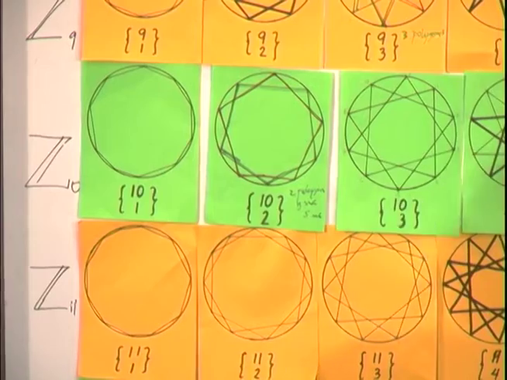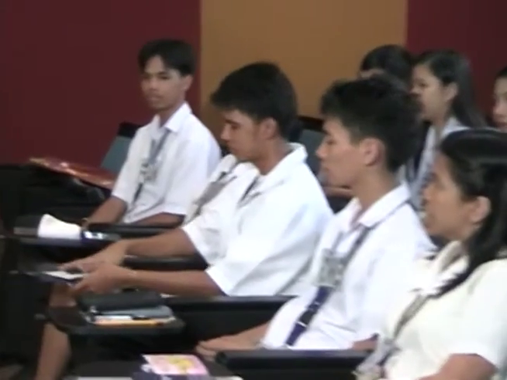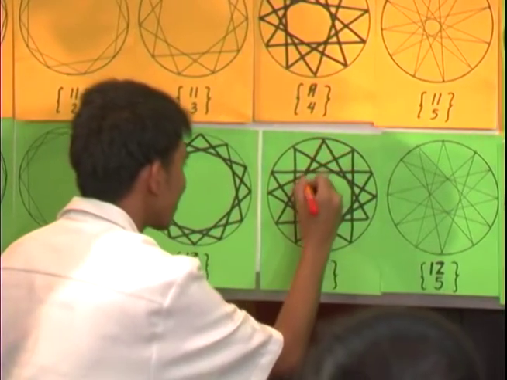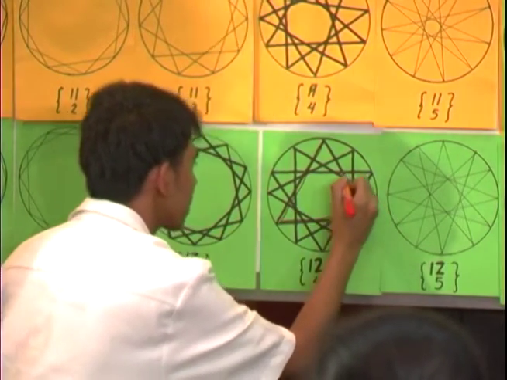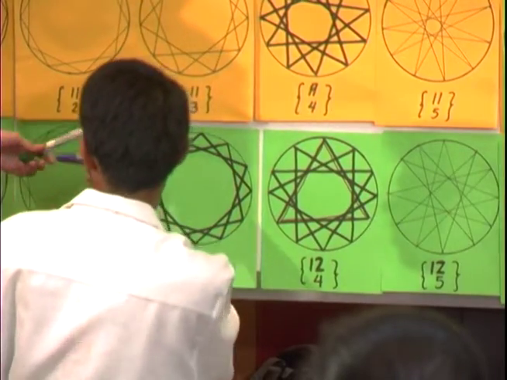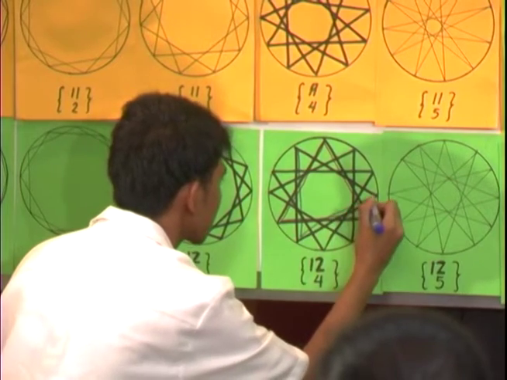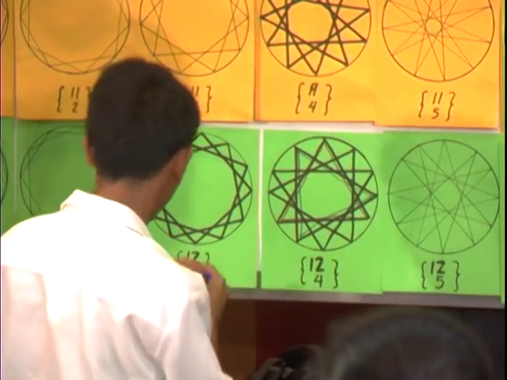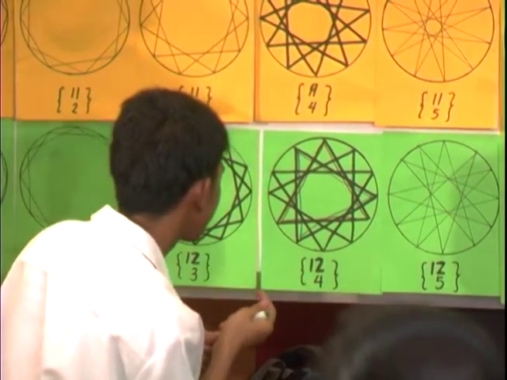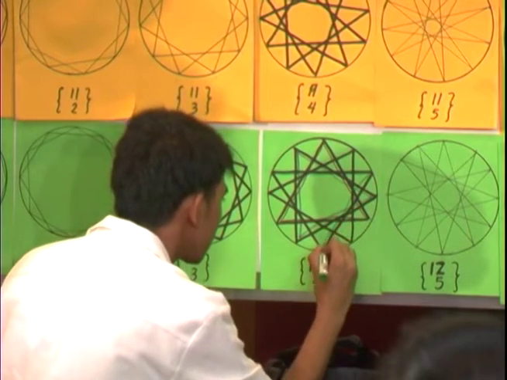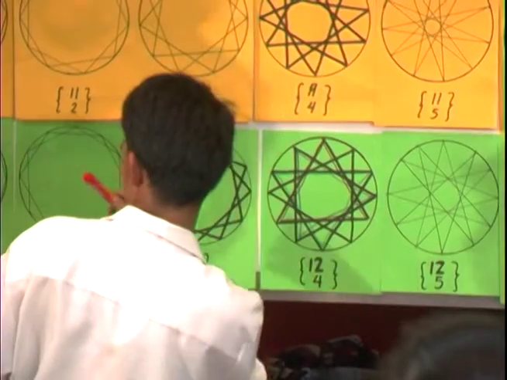How about here in 12, 4? Okay, you were saying 4. May I ask Migs to highlight the 4 polygons that can be formed? Okay, that's 1. That's 2. Red again. 3.